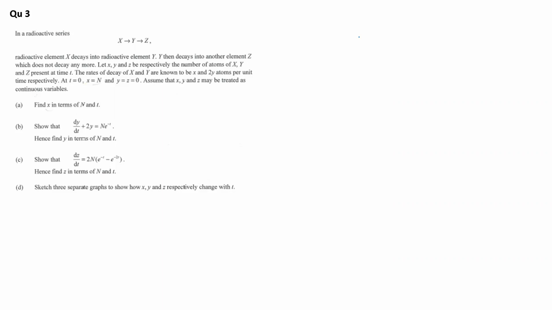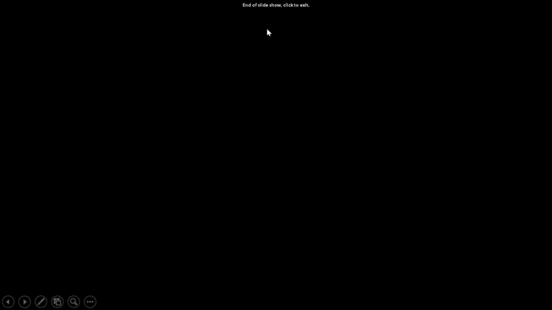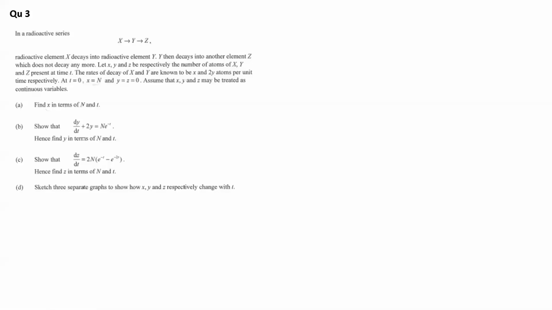Okay, so first consider part A. Part A is to look for the decay of this x. Part A should be straightforward because, although x decays to y and y also decays to z, when I ask you about the decay of x, we don't care about what happened after that.